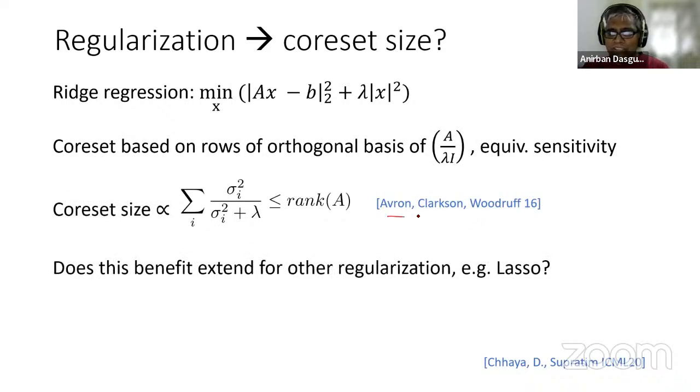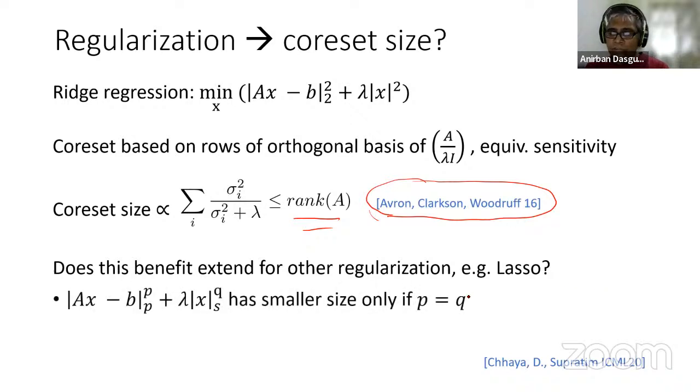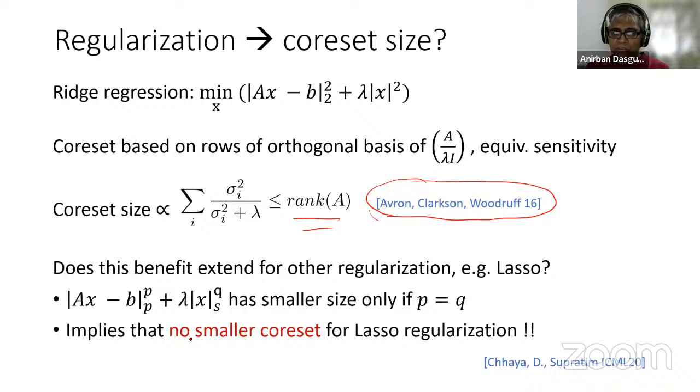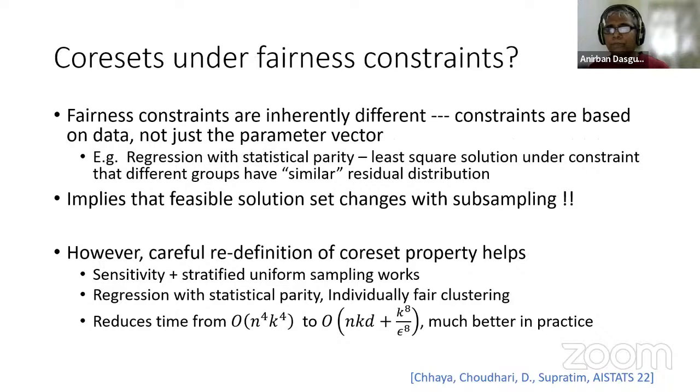While there was a previous result in 2016 that says that for ridge regression, the coreset size is definitely less than the coreset size for the original data, this problem had remained open for lasso for a few years, and what we show is that for lasso, there is no smaller coreset. In particular, the regularization needs to satisfy a certain set of conditions if it is to have any effect on the coreset.